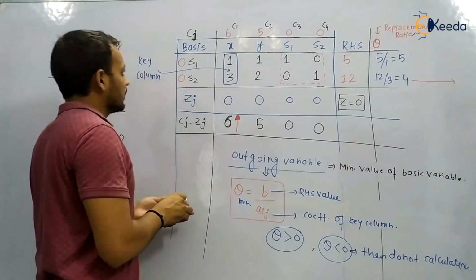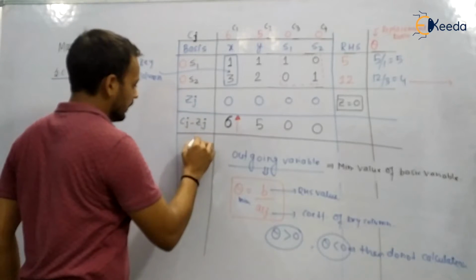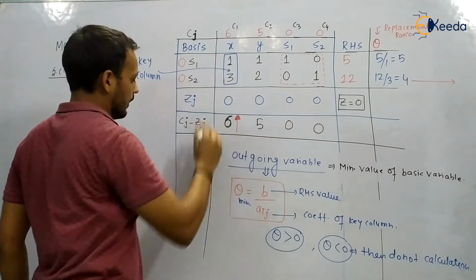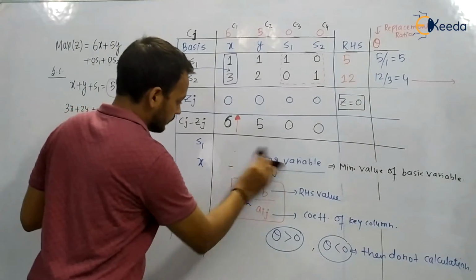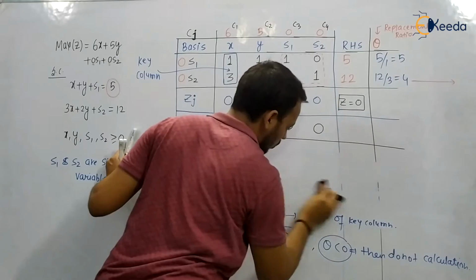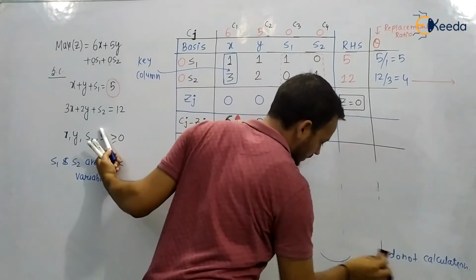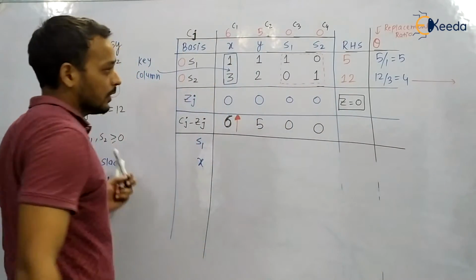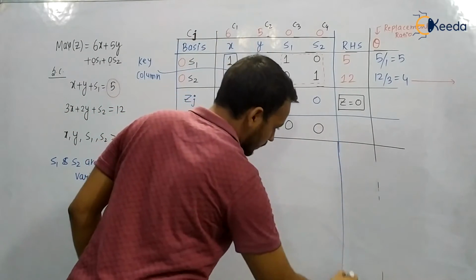So in the next iteration, what you are going to see, this S1 will be already present, and now this S2 will go out and X will come. Okay, like this. So you have to look for the incoming variable and outgoing variable. Incoming variable will have the maximum positive Cj minus Zj value, and the outgoing variable is going to have the minimum replacement ratio.